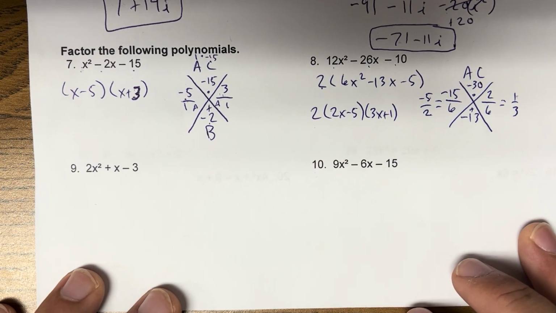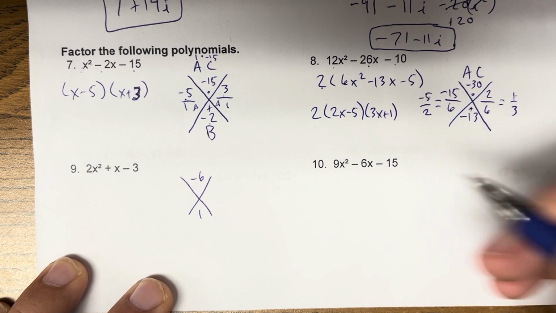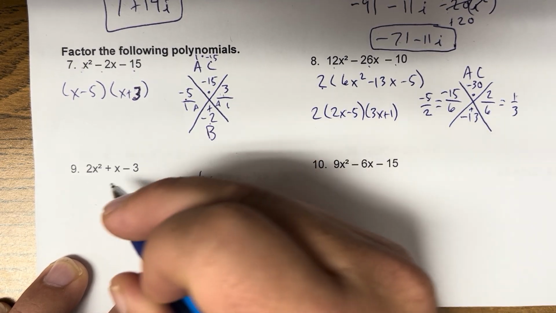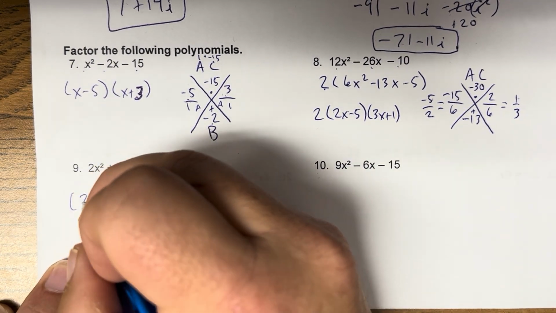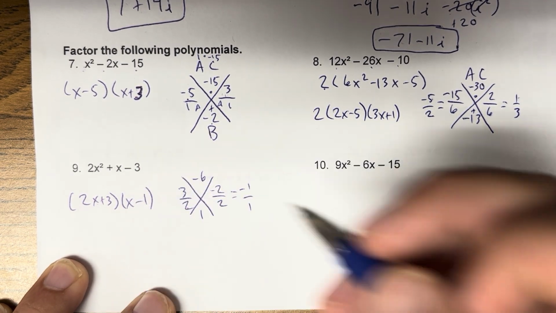All right, next one. There's no GCF, so I'm going to think what multiplies to -6 and adds to 1. It's going to be a 3 and a -2, and we're going to divide by my a of 2. And so this becomes 2x plus 3 and 1x minus 1.